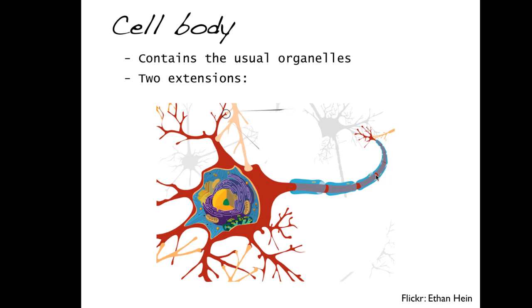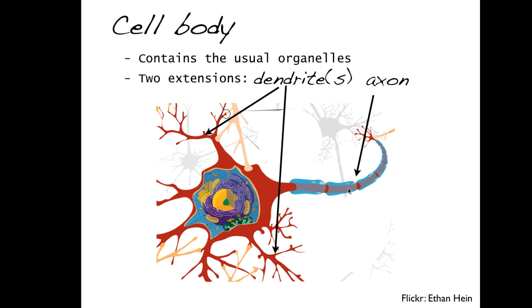Projecting from the cell body, we have two extensions. The first one being dendrites. So these extensions coming into the cell body right here, those are called dendrites. And the projection coming off of the cell body is called the axon. So nerve impulses, or what we're going to call action potentials, will travel down dendrites through the cell body, and if the signal is great enough, continue down the axon.